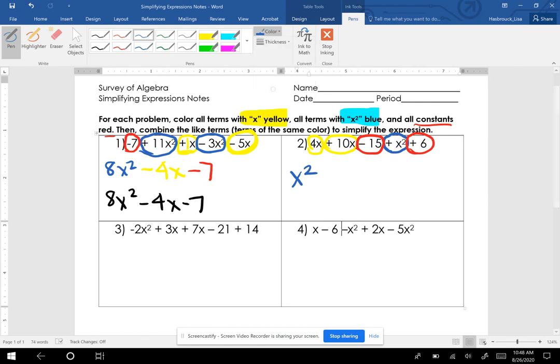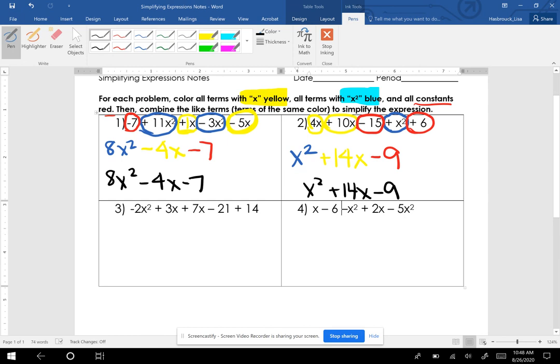Next, let's do the yellow x's. I have a positive 4x plus 10x. 4x plus 10x is plus 14x. And then last we have a negative 15 because of that minus in front, plus 6. Negative 15 plus 6 is a negative 9. So our final answer for that one is x squared plus 14x minus 9.